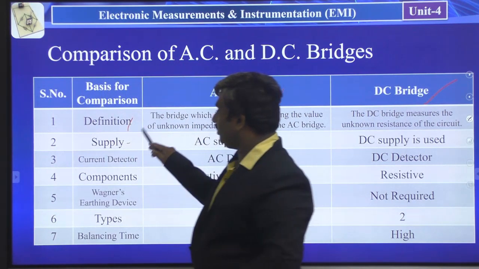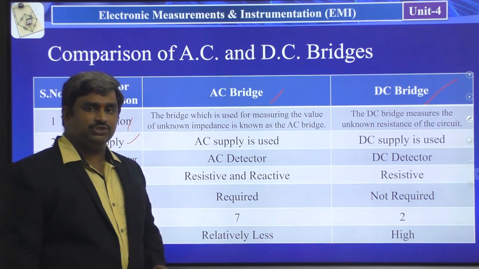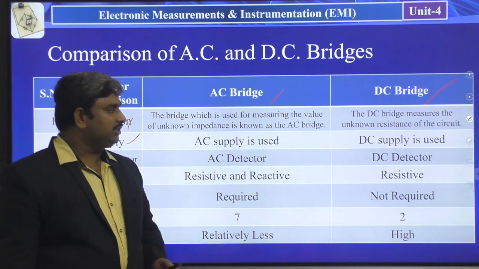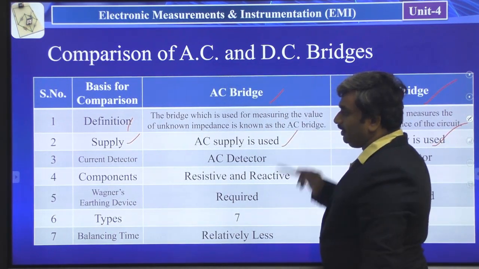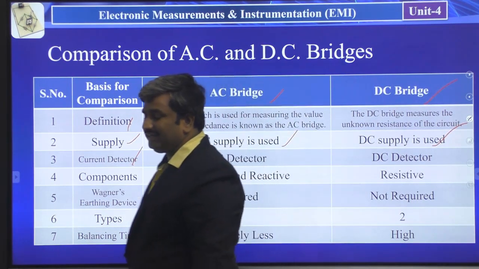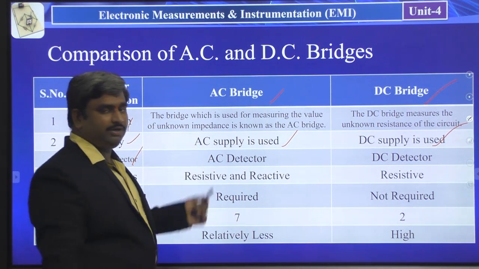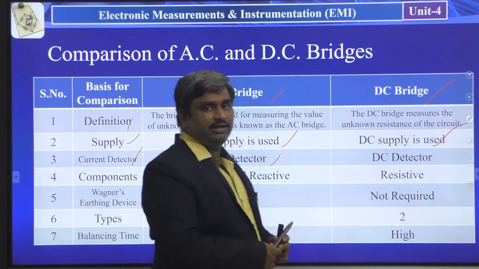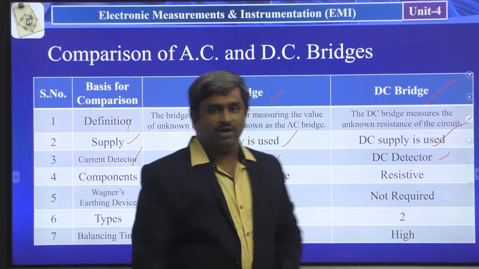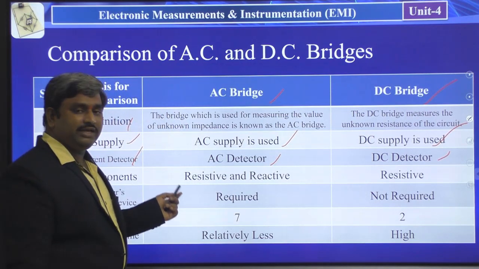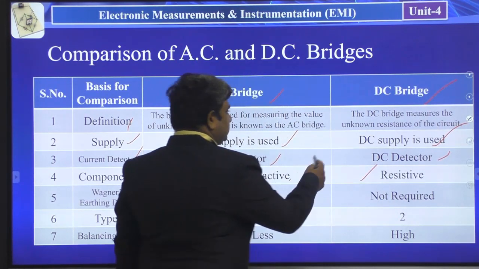And next coming to the power supply parameter. The power supply for AC bridges is the AC source, and for the DC bridges the source is DC supply. Here we are using DC supply and here we are using AC supply. And the third one, detector for measuring the current flow or other parameters. The detector in the AC bridge is an AC detector and in the DC bridges we are using the DC detector. Next, the components. What are the components available in these bridges? In the AC bridges we have resistance and reactive components, and in DC bridges we have only resistance components.